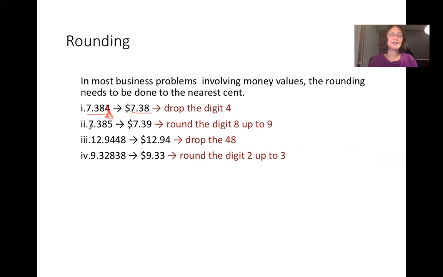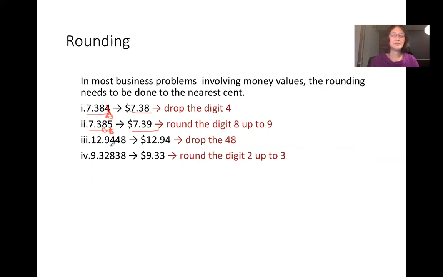7.38. Now let's look at the next one, 7.385. If this number, the third decimal place, is 5 or above, we round up, okay? So it becomes 7.39.